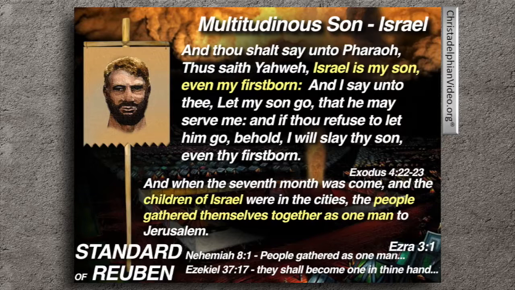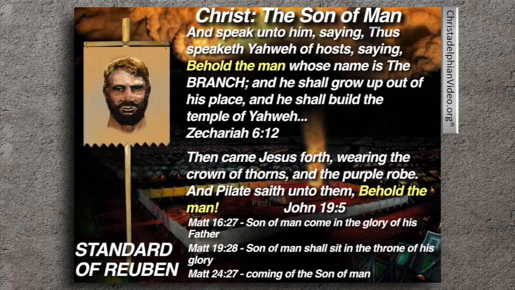Again, it represents the multitudinous son, the nation of Israel. When Moses related the words of God to Pharaoh, in Exodus 4, verse 22, he says, "Thus saith Yahweh, Israel is my son, even my firstborn." And so he asked Pharaoh to let his people go. And we think of the way it's used of the nation of Israel, how Ezra describes them as being gathered together as one man in Jerusalem. So this idea then of the man is not just a single individual man per se, but it's of a group, a host. It's focused in one man, of course, and that is the Son of Man, who is prophesied in Zechariah chapter 6 and verse 12.